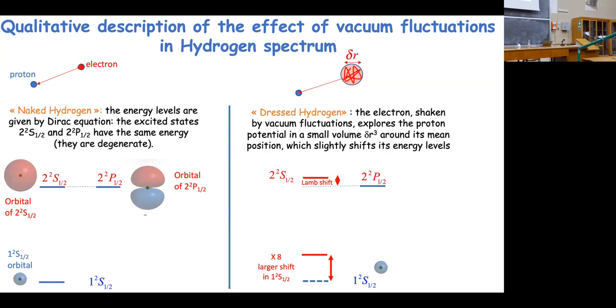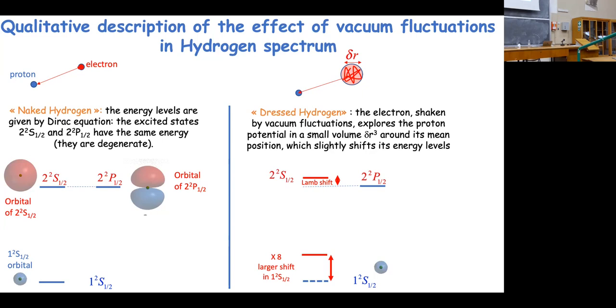What happens is that, in fact, the S states are sensitive to the vacuum much more than the P states. And so the S states are shifted up. And you see that the 2s state now has an energy a little bit larger than the 2p1/2. The 1s state has an energy much larger. In fact, the Lamb shift in the ground state is 8 times what it is in the 2s state.